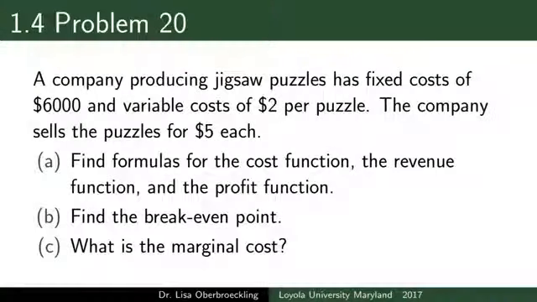In this example, we are going to do number 20 from the book, section 1.4. So a company is producing jigsaw puzzles with fixed costs of $6,000 and variable costs of $2 per puzzle. The company sells the puzzles for $5 each. So we are asked in part A to find the cost, revenue, and profit functions.